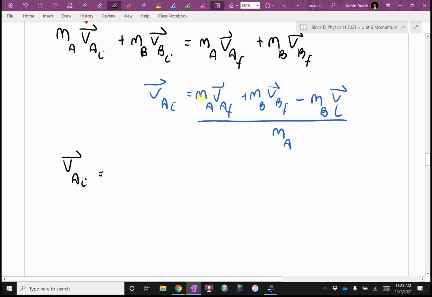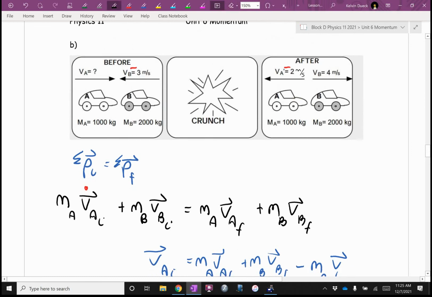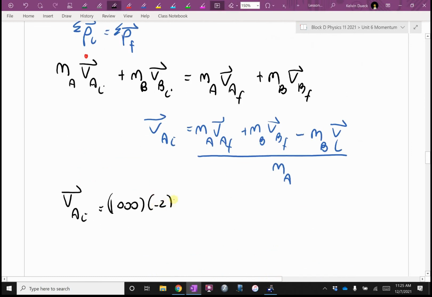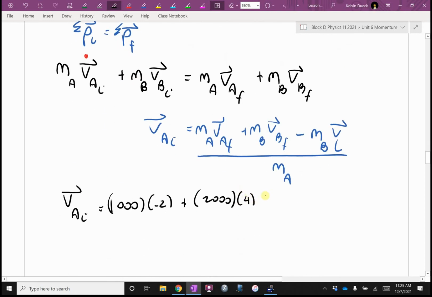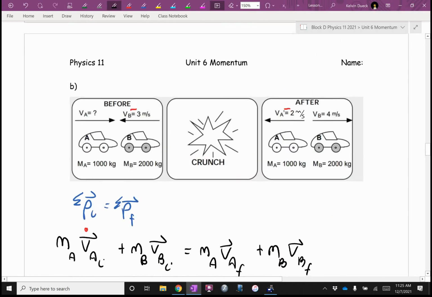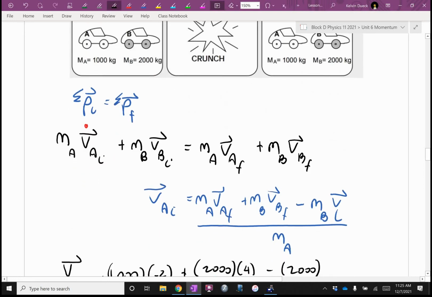Lena, back to you from the diagram. What's the mass of car A? I've scrolled down. What was it? 1,000 again? And velocity of car A, -2. Yes, negative. And then there's a plus sign. Was car B 2,000 again? Okay. Final velocity of car 2, 4. And then take away car B 2,000 again. Initial velocity of car B -3. Looking at the arrow, negative, yes.